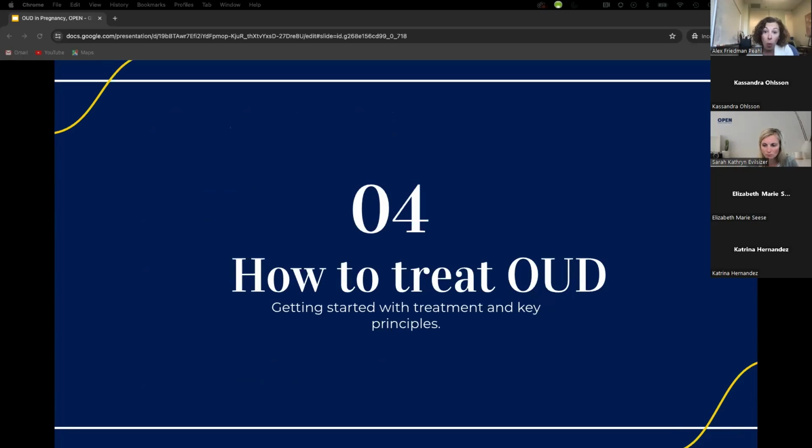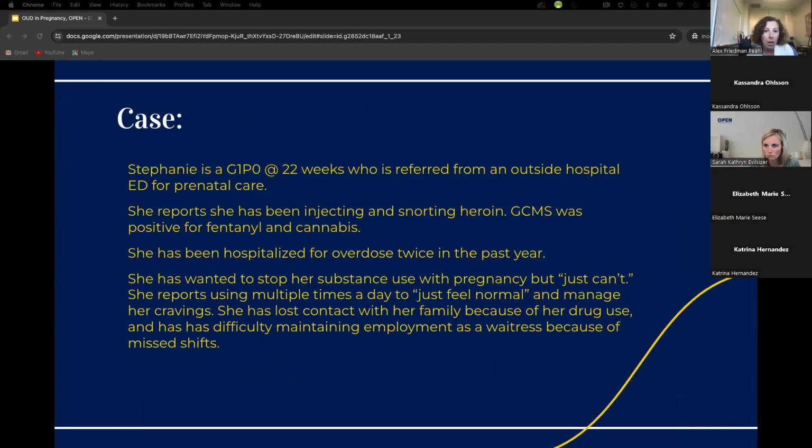All right, so once the diagnosis of opioid use disorder is made, how do we treat it in pregnancy? We'll go back to our patient Stephanie, who we're able to gain a little more history from. She shares that she's been hospitalized for overdose twice in the past year, and that since becoming pregnant, she has really wanted to stop her substance use, but she just can't.